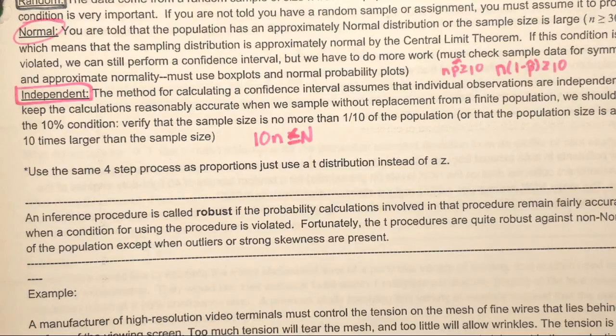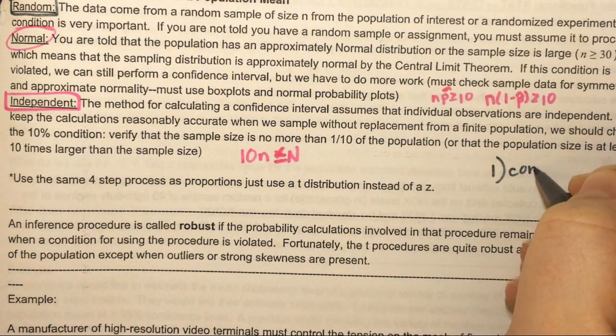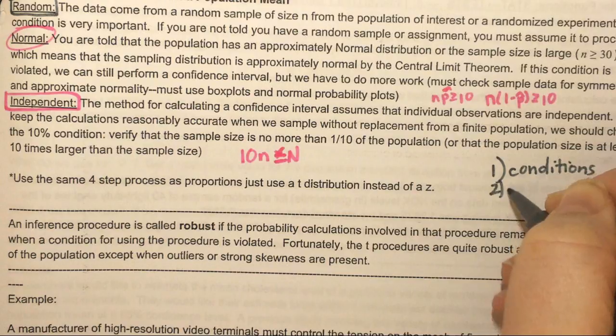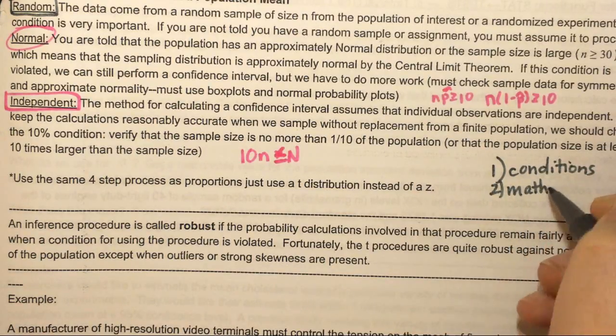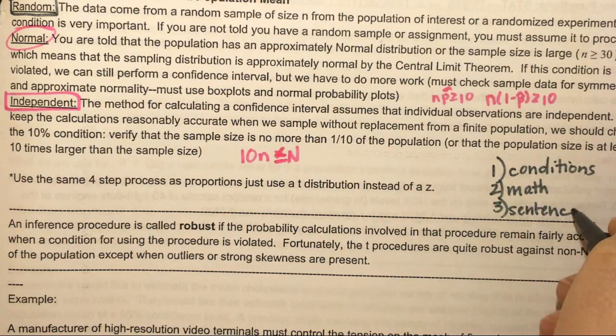I mean, we have a sentence. I didn't see a sentence on his. You want us to check the conditions and write a sentence for each of the conditions? No. If I had to make a list, you do the conditions, you do the math, and then you have a sentence explaining. I got all of that. I still don't know what it is.